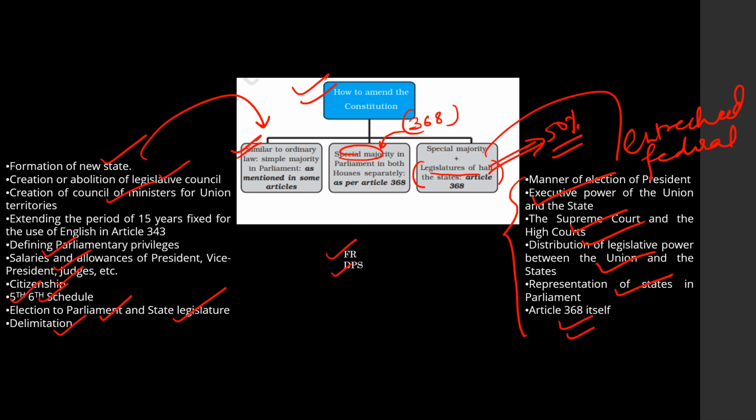If you want to amend these things, then you need what? Special majority, plus you need 50% states to agree to it. So this is very important. This can come in the prelims examination this year.